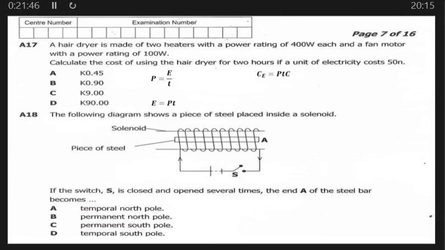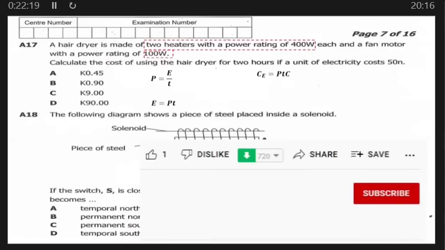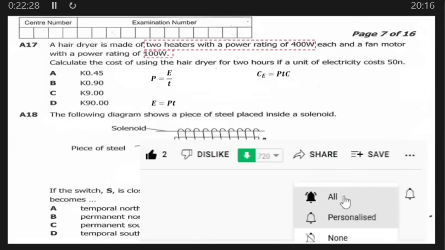Then we should understand that P, which is power, must be this value given here. So we have two heaters with a power rating of 400 watts each. This simply means that if each of these heaters is rated 400 watts and there are two, the total amount of power they are consuming is 800, all right? And then we are told a fan motor with a power rating of 100 watts. So 800 plus 100 gives us 900. So we have the power of 900.